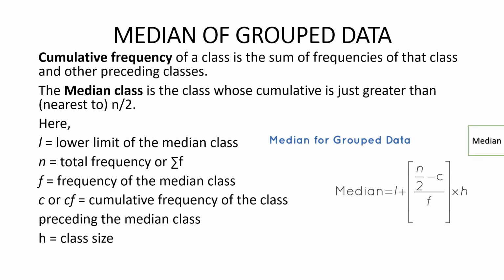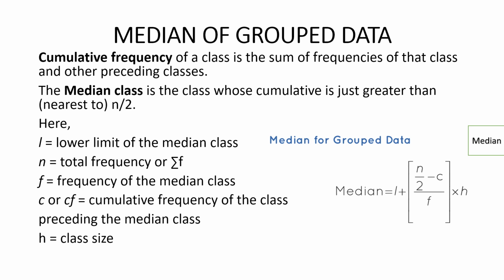Next is how to find the median of group data. Now the formula to find the median is L plus (n by 2 minus C) upon f into H. So first thing is over here, we have to find cumulative frequency. What is cumulative frequency? Cumulative frequency of a class is the sum of frequencies of that class and other preceding classes. The median class is the class whose cumulative frequency is just greater, or that means nearest to n by 2.